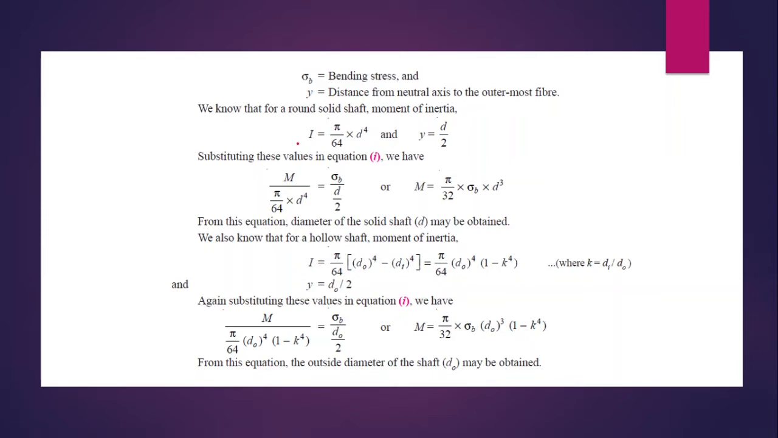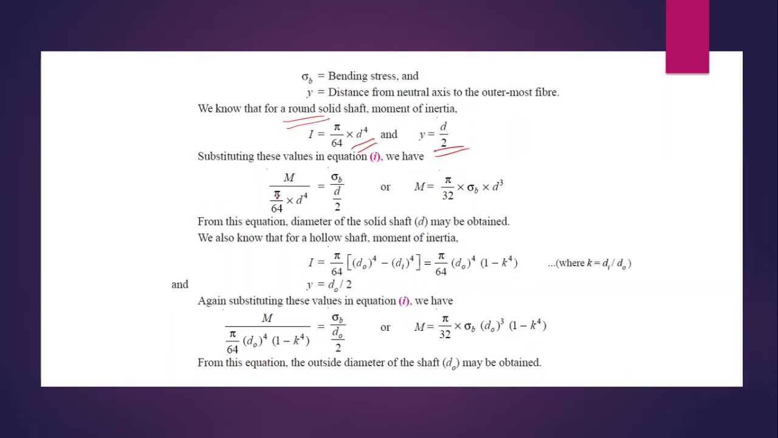Then I, for a round solid shaft, the moment of inertia is equal to pi d raised to 4 by 64. We have already discussed this term in strength of materials in the previous semesters. The moment of inertia of the solid shaft I is equal to pi d raised to 4 by 64, and Y is equal to d by 2, where d is the diameter of the shaft.